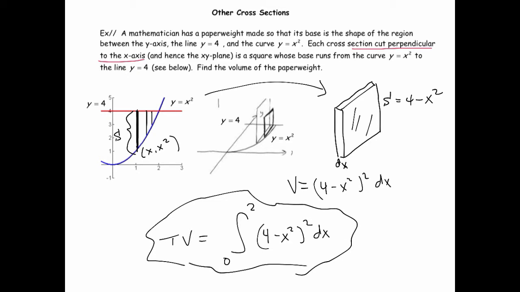All right, so same idea. The only difference is we're not rotating, and so we're not imagining a slice that came out of rotating. We're just imagining an object already in the plane, and we're cutting it, and then we're analyzing that slice. Let's do another cross-section problem. Same mathematician, a different paperweight, and it's one in which the base is the same as the one above. So you've got y equals x squared, and you've got y equals 4.